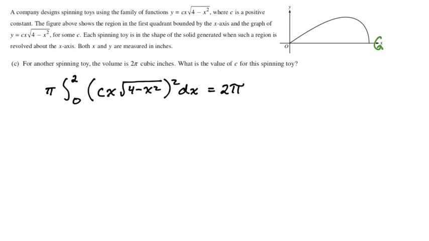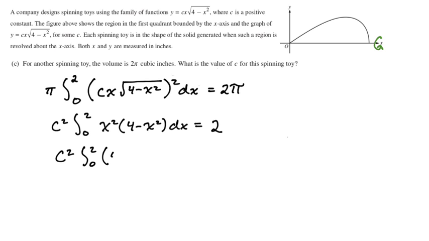So right off the bat, you can just divide by pi, and you get the whole thing equals 2. I'm going to square the inside. So there's going to be a c squared, which is a constant, so I pull it out. And on the inside, we get x squared, and then the radical squared is just the quantity 4 minus x squared. And that equals 2 because we divided by pi. Now it's just the fundamental theorem. I'm going to expand the integrand, because I don't know how you would do it otherwise. So we get 4x squared minus x to the 4th.